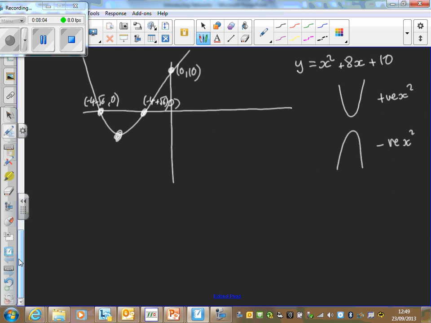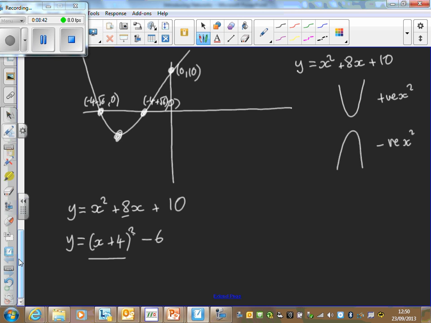Okay? Now, our final point is the vertex. Now, I think the best way to do this is by completing the square. Okay? This is where it helps us practice completing the square a little bit more as well. y is equal to x squared plus 8x plus 10. Okay? So let's complete the square, which means we have to half the 8, so it'll be x plus 4 all squared. 4 squared is 16, we want 10, so we have to subtract 6.